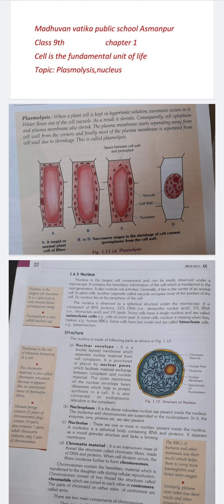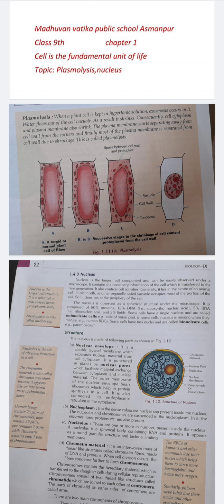Now next is the nucleus. What is the nucleus? The nucleus is the largest cell structure. It is spherical in shape and has a dense protoplasmic body. The nucleus is observed under the microscope. It carries the hereditary information. What is the hereditary information? That information which is transferred from one generation to the next generation. It means the nucleus controls the cell activities.